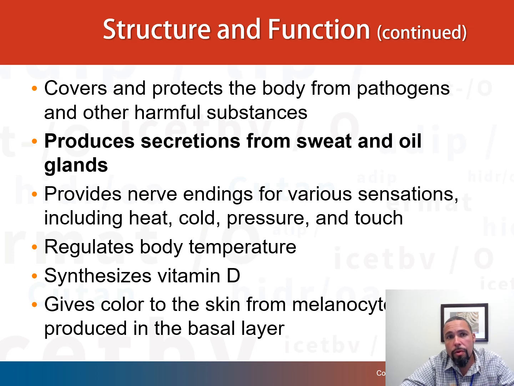Another function: it does produce secretions from sweat and oil glands, as we discussed in the previous slide. It also provides nerve endings for various sensations, including heat, cold, pressure, and the sense of touch is also part of the skin. Another awesome function of our skin is that it regulates body temperature. It also synthesizes vitamin D, and it gives color to the skin from melanocytes, which are produced in the basal layer. There is a reason that we have melanocytes. We'll get to that in some coming slides.